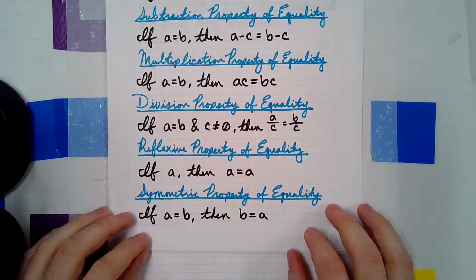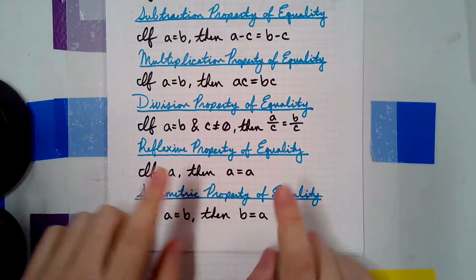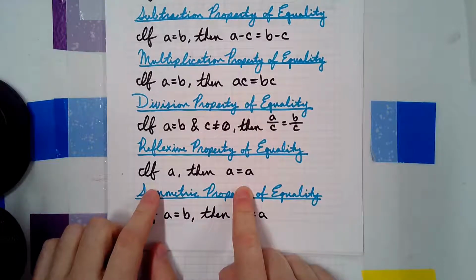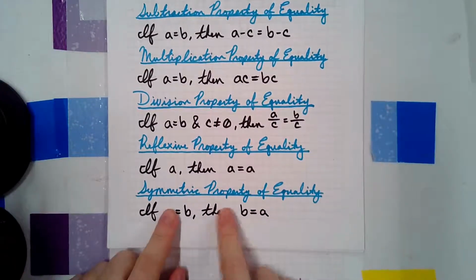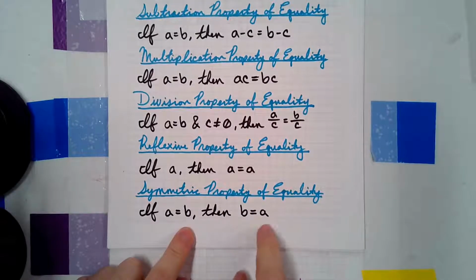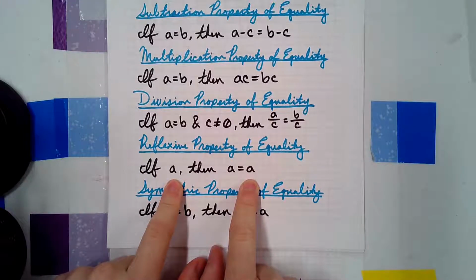Reflexive property of equality is the real tough one. If A, then A equals A. Right? And this is not a difficult property because of how complex it is, because it's not complex, but because you're going to mix it up with the symmetric property all the time. It's A equals B, then B equals A, right? Symmetric, left to right, right to left. This one is like a mirror, reflexive, literally the same thing, okay?